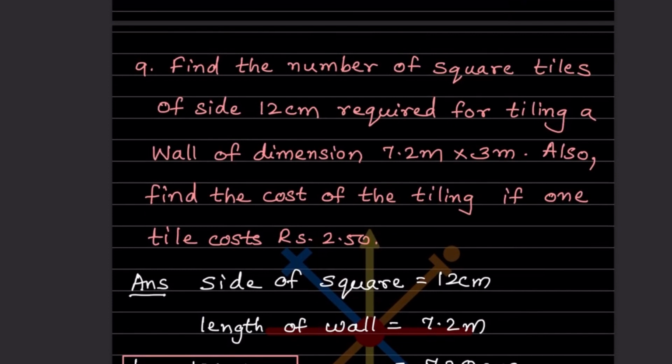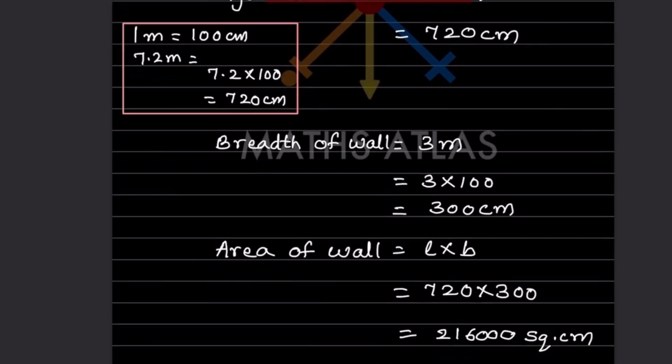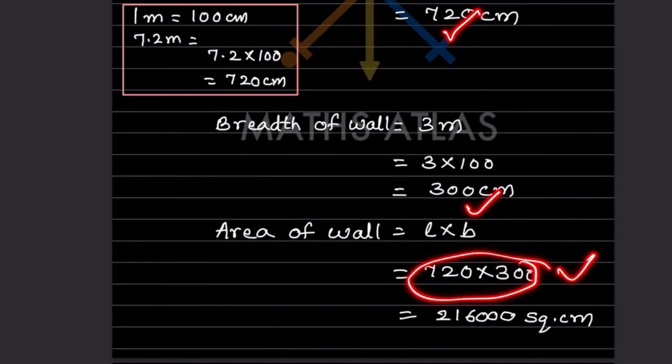Now we are going to find out first thing, for the wall, for tiling the dimension of the wall, isn't it? So what are we going to do? First we will find the area of the wall, that is length into breadth. The length is given, the breadth is given, just put it over here, and then you multiply this, you get 2,16,000 square centimeter.